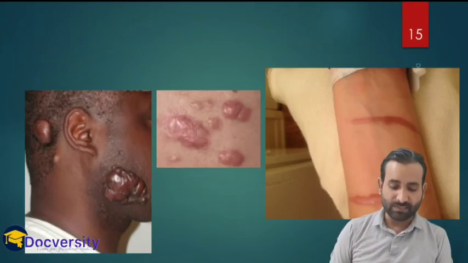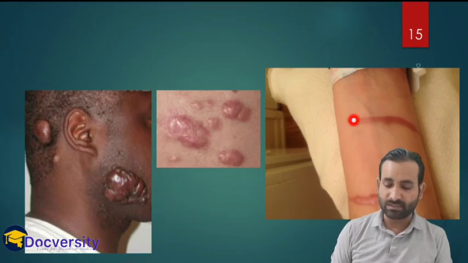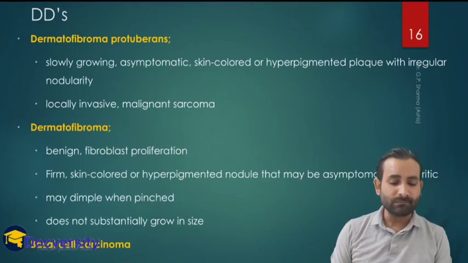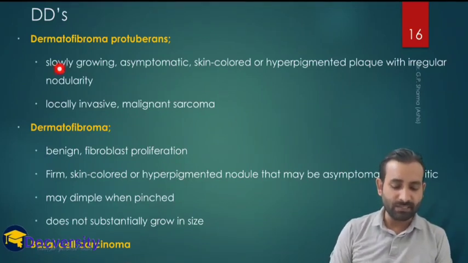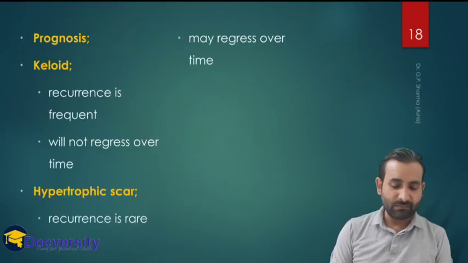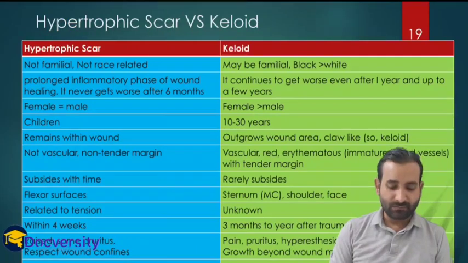So we can see some of the examples over here, right? The keloid, we have the hypertrophic scar, and these are the scars, right? We can see like this. We have some of the DDs of these scars. I think these are not important for you, right? And then what is the prognosis of the keloid? Reoccurrence is frequent, will not regress over time. Hypertrophic scar reoccurrence is rare and may regress over time, right? And some of the differences we have given over here that we know already, right?